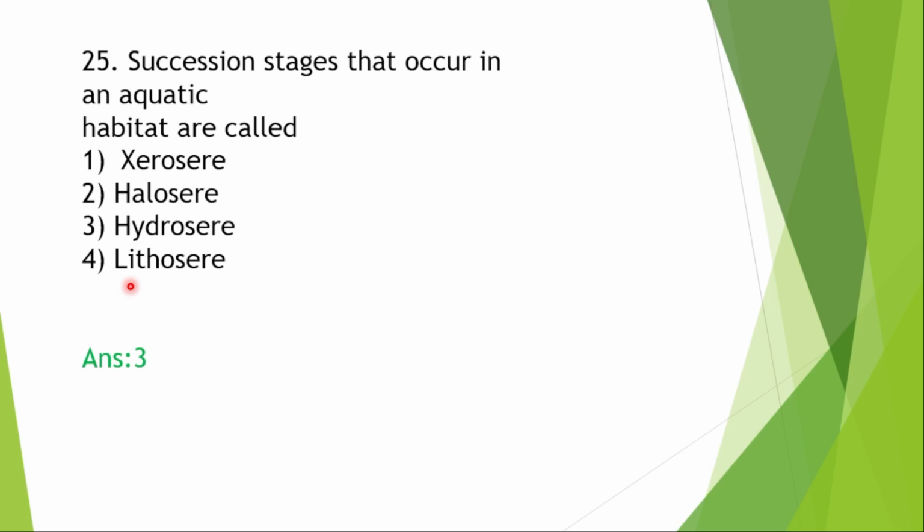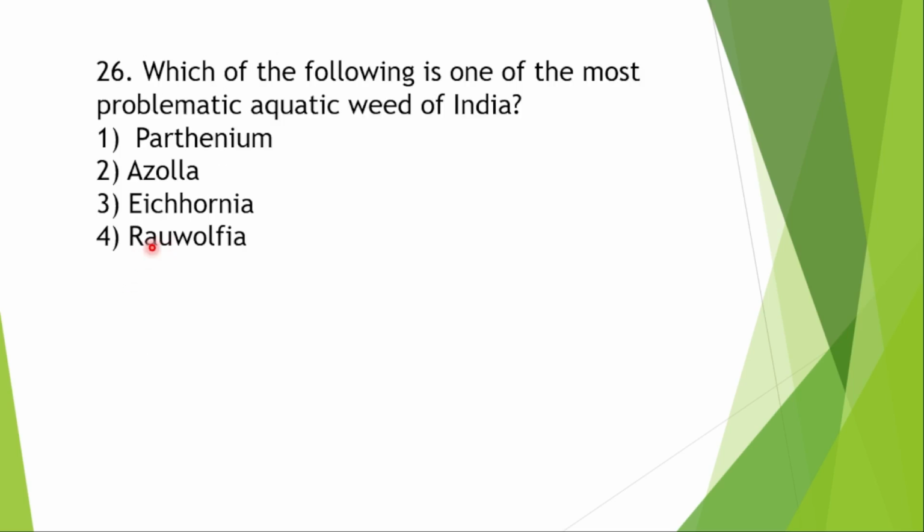Here the right option is 3, hydrophytes. 26. Which of the following is one of the most problematic aquatic weeds of India? Parthenium, azolla, eichhornia, rauwolfia. Eichhornia. It is the right option, option 3.